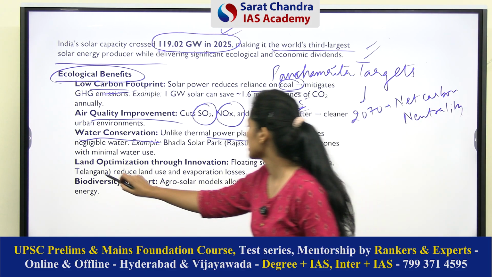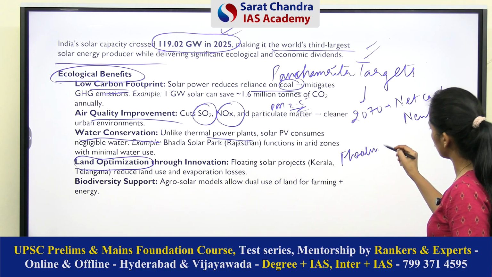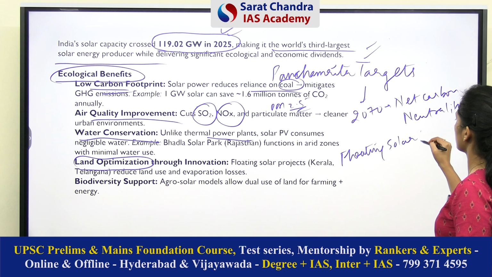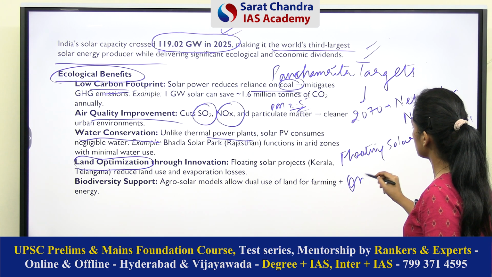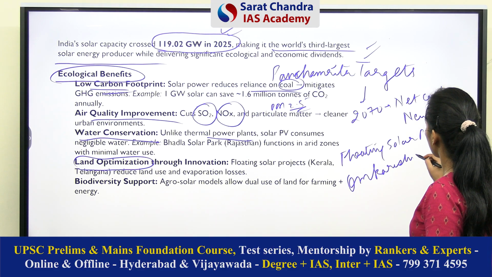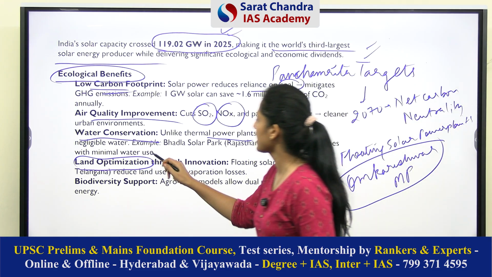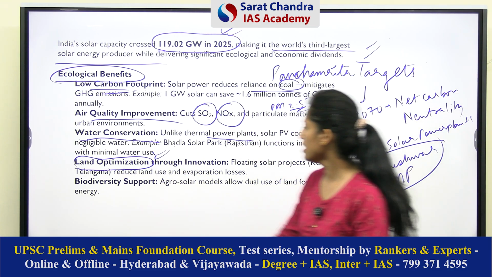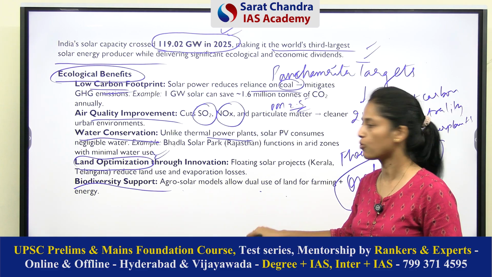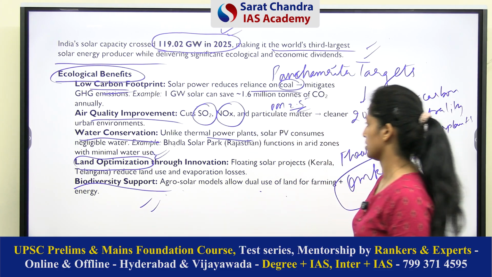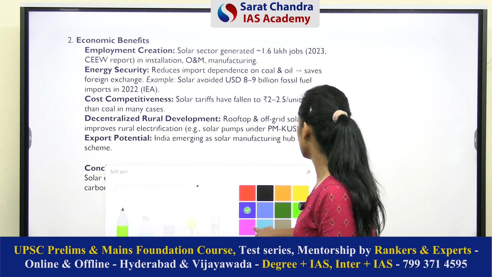And one important thing here is land optimization, because there are floating solar power plants also. For example, the Omkareshwar floating solar power plant in Madhya Pradesh. Because of this, your land can also be easily saved. And obviously, biodiversity support, since there is no mining for coal, so biodiversity will also be supported. Now, coming to the economic benefits.